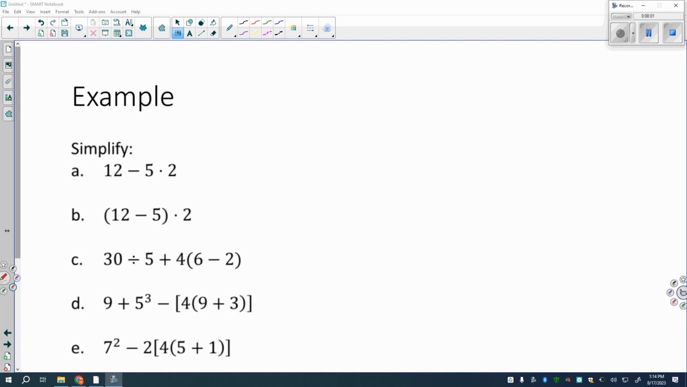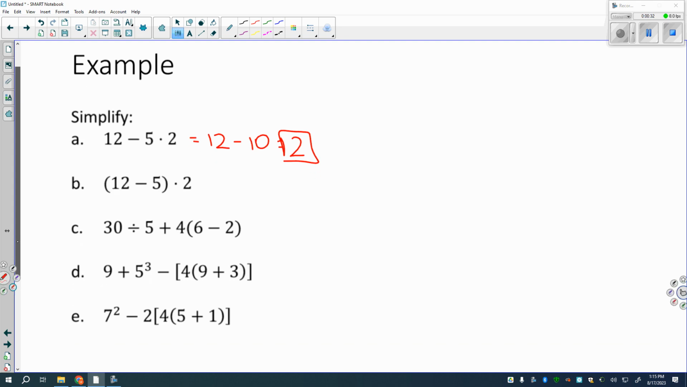Now in this example, we're just practicing our order of operations. So part A, there's no parentheses, there's no exponents. Multiply and divide. So I read from left to right and do any multiplying I see in the order it comes in. So I've got a 5 times 2. So I take 5 times 2, that's 10. So then I look at this, oh, it's 12 minus 10. 12 minus 10 is 2. And that's our final answer there.